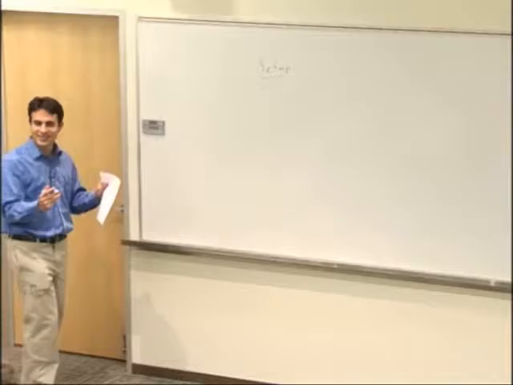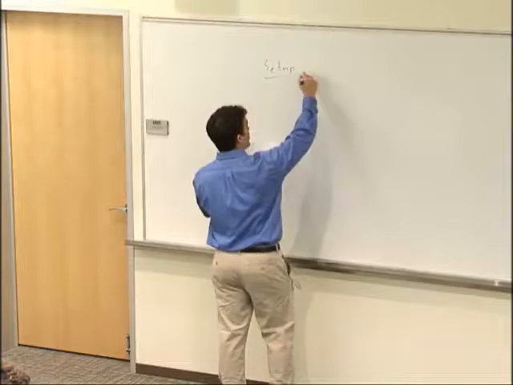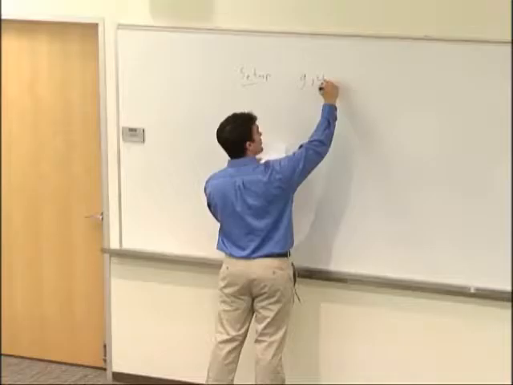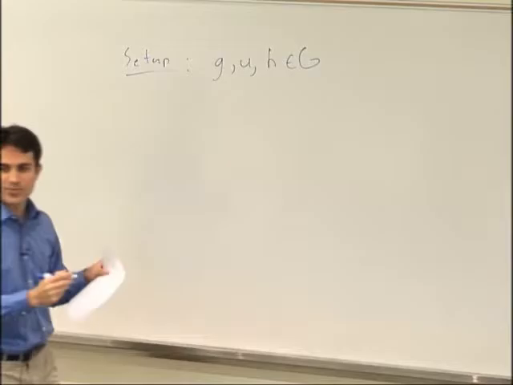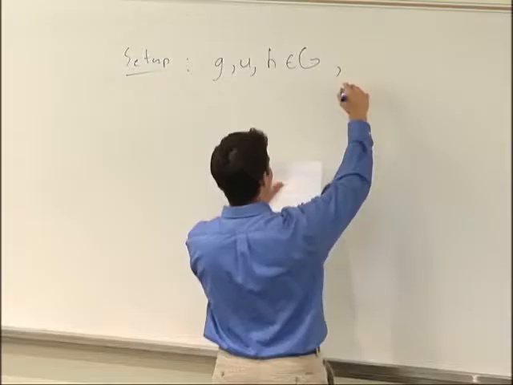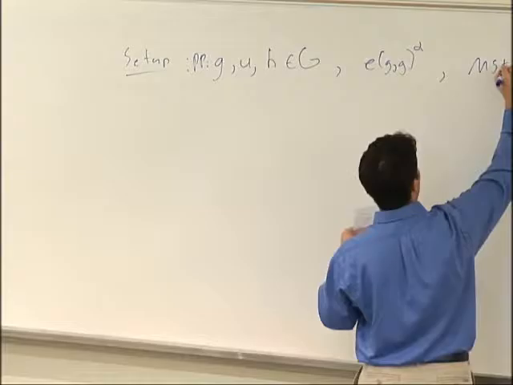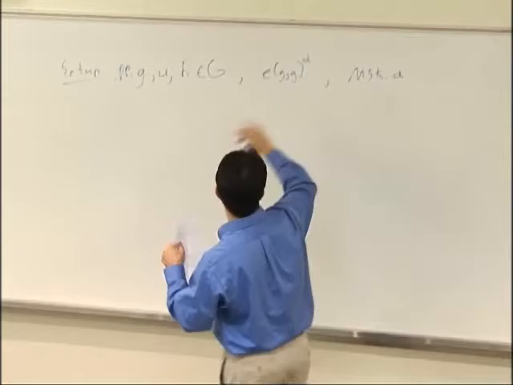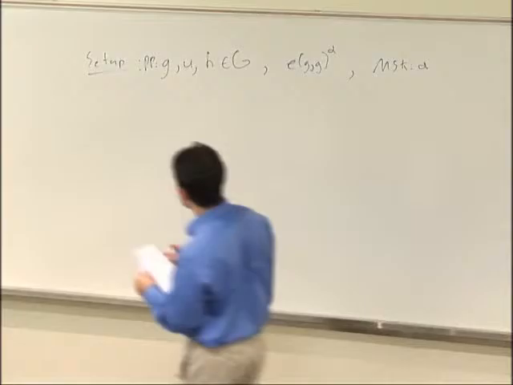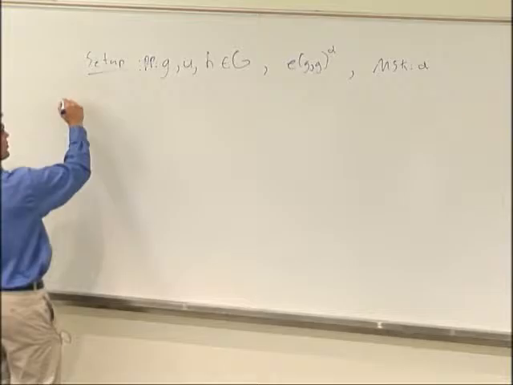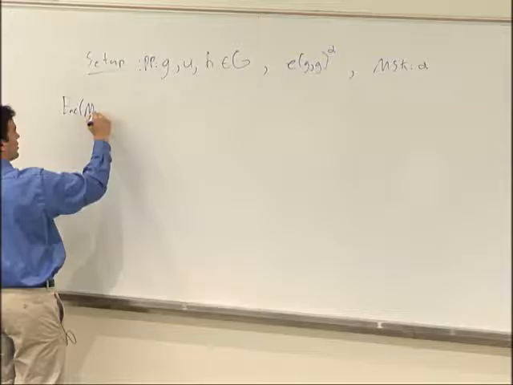So there's going to be a setup. I'll be a little loose with notation, in which we pick these elements in the bilinear group: g, u, and h. There's going to be e(g,g)^alpha, where this is the public parameters, and the master secret key will be alpha, let's say, or you could think of it as g^alpha. The master secret key has the public parameters too, right? So what's the next algorithm we want? We want an encryption algorithm. We want to be able to encrypt a message M, given the public parameters and an ID.